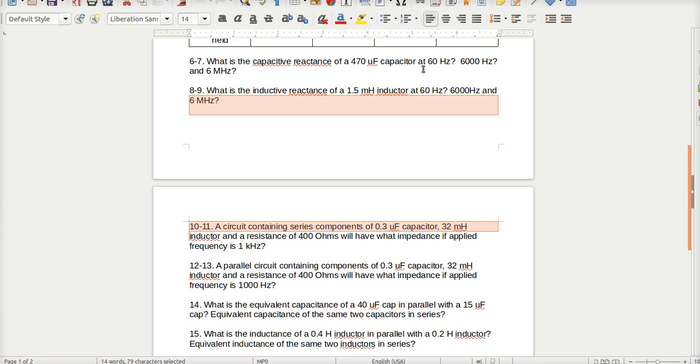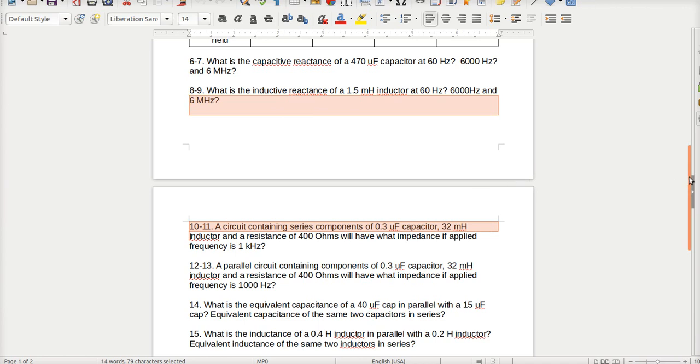So what's the capacitive reactance? I just showed you the formula. I'm giving you 3 different frequencies, so as the frequency goes up, the capacitive reactance for a given capacitor should go down. And then I'm asking you to compare that to the inductive reactance, different formula, going up. And what you will see is that the inductance goes up and the capacitance goes down in terms of frequency.